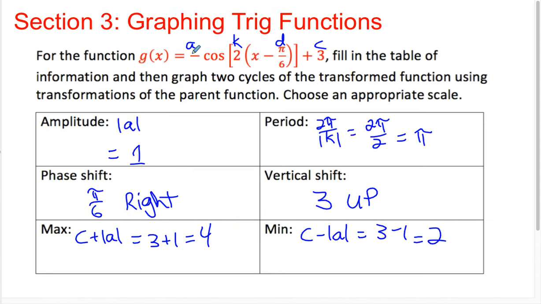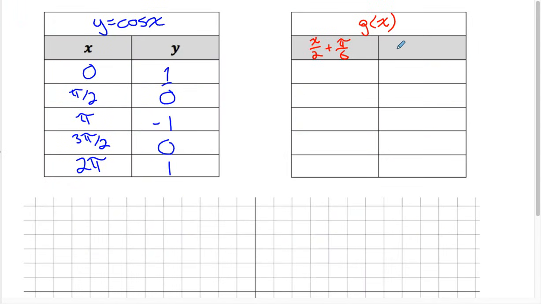What's happening to y? So what vertical transformations? Vertical reflection, up 3. So I need to do negative 1y plus 3. So I'm going to do the transformations to y first. So plug in these y values into this little equation we made. So we'll get 2, 3, 4, 3, 2. So those are the y values for our transform function.